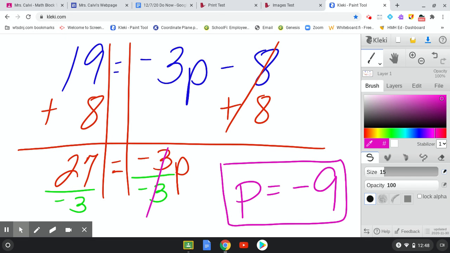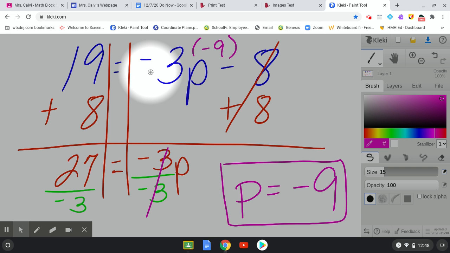Don't forget, you guys can still do the check. You plug in negative 9 for p. So here I have negative 3 times negative 9. Negative times a negative is a positive, so that would give me a positive 27, and then minus 8. A positive 27 minus 8 does in fact give me 19, so I know my answer has to be correct.